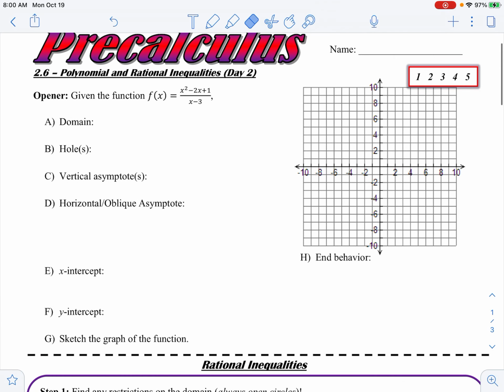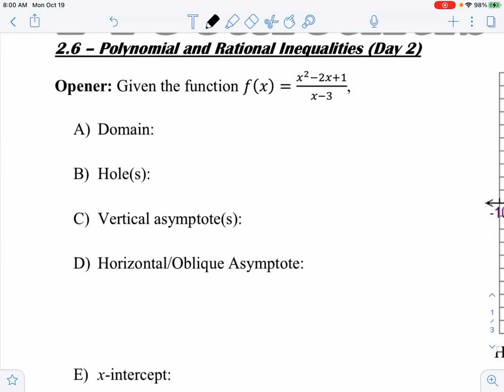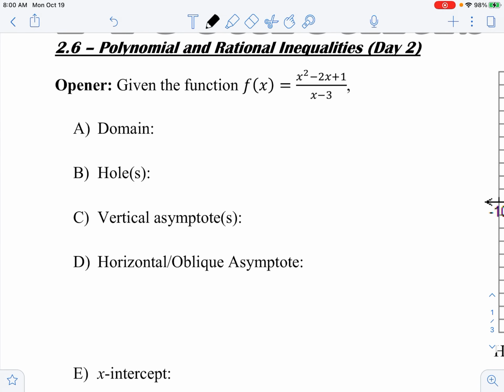All right, so we're going to get started with 2.6 day 2. You can go ahead and pause the video and graph the opener, the rational function there. Okay, so let's see how you did here.